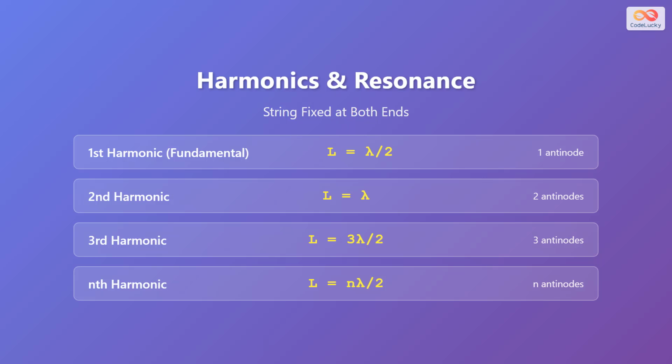When a string is fixed at both ends, only certain wave patterns called harmonics can exist. The first harmonic, also known as the fundamental frequency, occurs when the string length equals λ/2, creating just one antinode. The second harmonic has the string length equal to λ, producing two antinodes. The third harmonic gives us 3λ/2 with 3 antinodes. In general, the nth harmonic follows the pattern where L = nλ/2, creating n antinodes along the string.